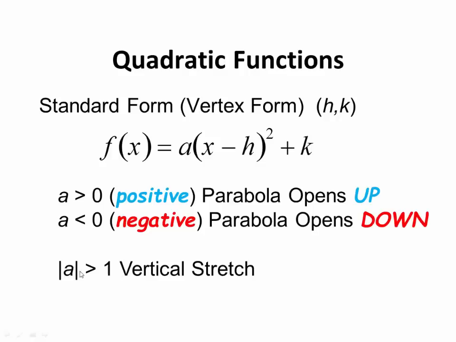Okay, so when you take the absolute value of a and it's more than 1, it's going to be a vertical stretch. If the absolute value of this number in front is smaller than 1, then it's going to be a vertical shrink. So it's going to look wider. So if it's greater than 1, it's going to look narrower. If it's less than 1, it's going to look wider.